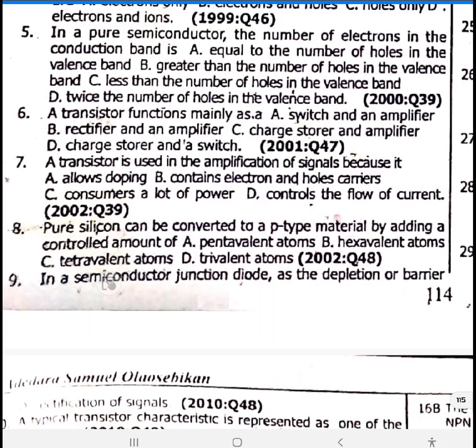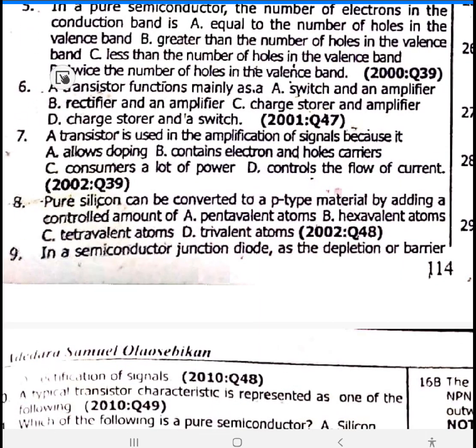Number 6. A transistor functions mainly as a charge storer and amplifier. 7. A transistor is used in the application of signal because it's a semiconductor. It contains holes and carriers. And remember, an item that contains electrons and holes is called a semiconductor. The holes are positive, the electrons are negative.